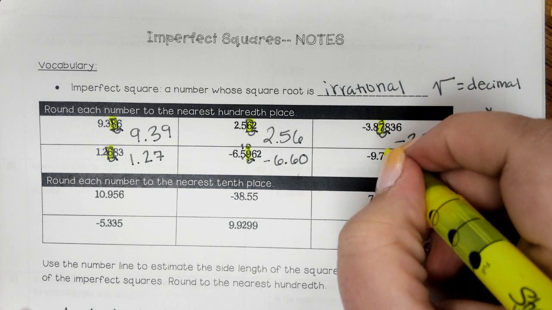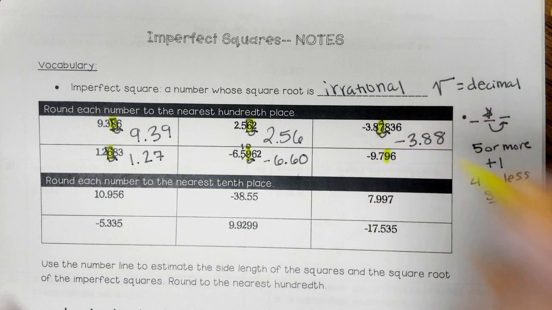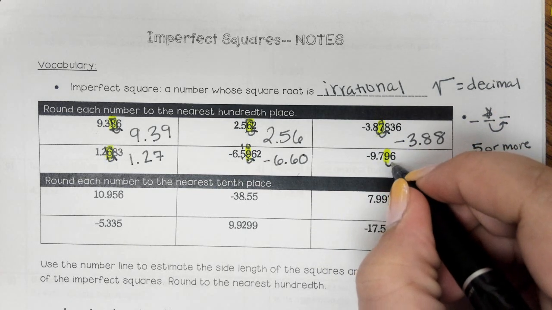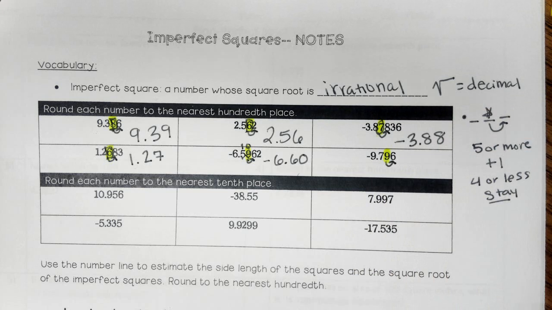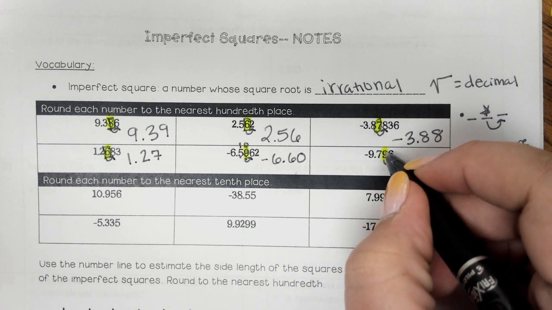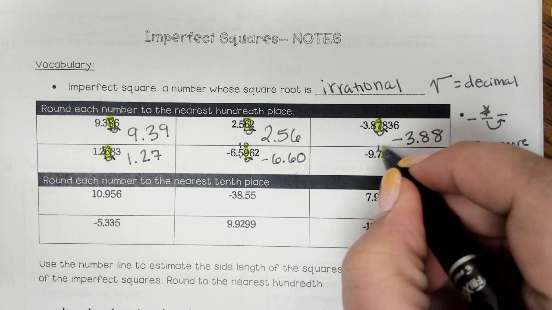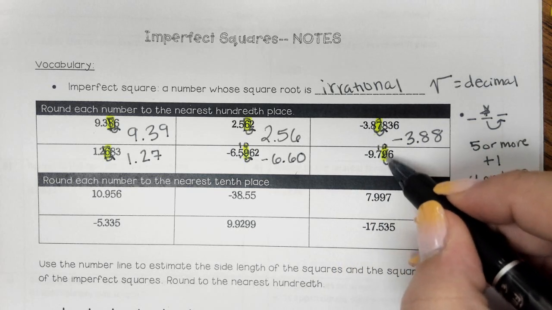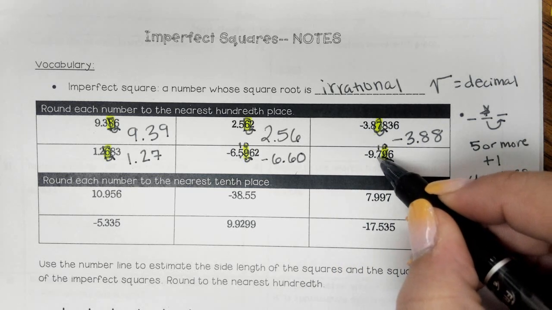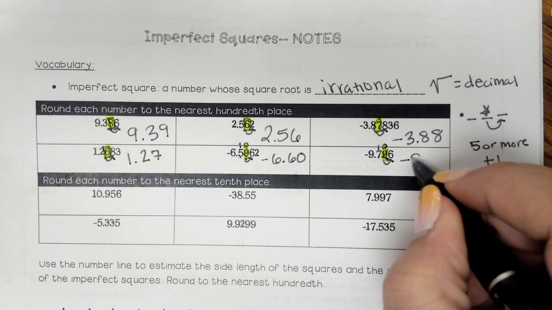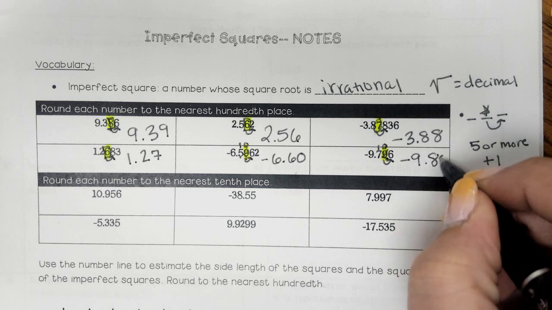Now we're looking at negative 9.796. The hundredths place has a 9 in it. So we look one behind the hundredths place. That's a 6. 6 falls into 5 or more. So I'm adding 1 to 9. Well, 9 plus 1 makes 10. And again, we see that there's going to be a 0 in the hundredths spot. And now I'm combining 1 and 7 in the tenths spot. So this is negative 9.80.